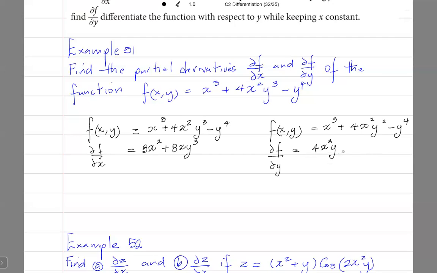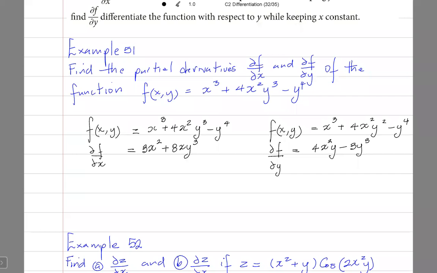If I differentiate y to the 4th power partially with respect to y, I'm going to get 3y cubed. All right. Give me a second, let me just finish it up. What I've just done is partially differentiate the function f with respect to x, and partially differentiate the function f with respect to y. I'm pausing so that you can ask your questions.